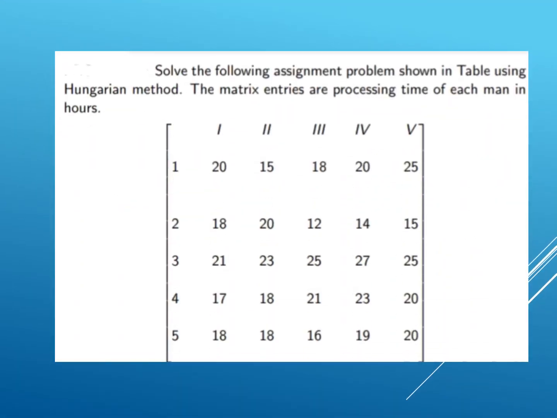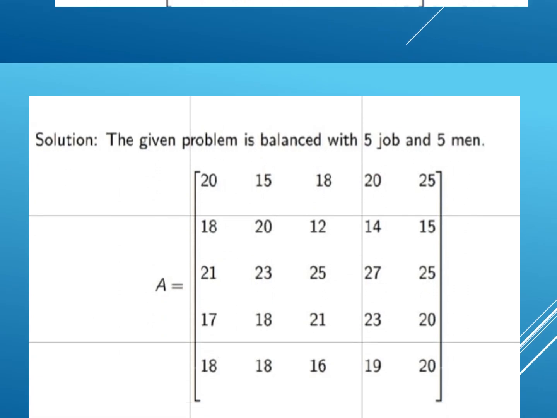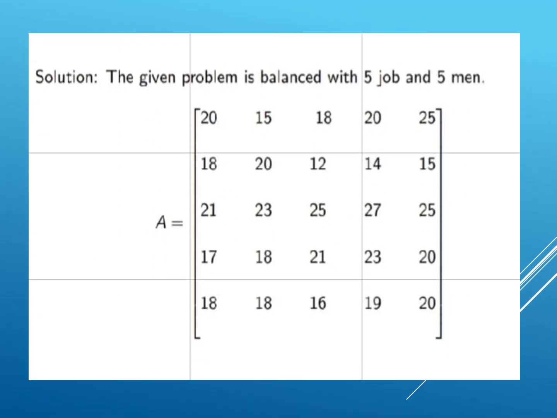Okay, we are moving into another example. The given problem is balanced. 5 jobs and 5 men. 5 cross 5 matrix. Rows and columns are equal. So the given problem is balanced.